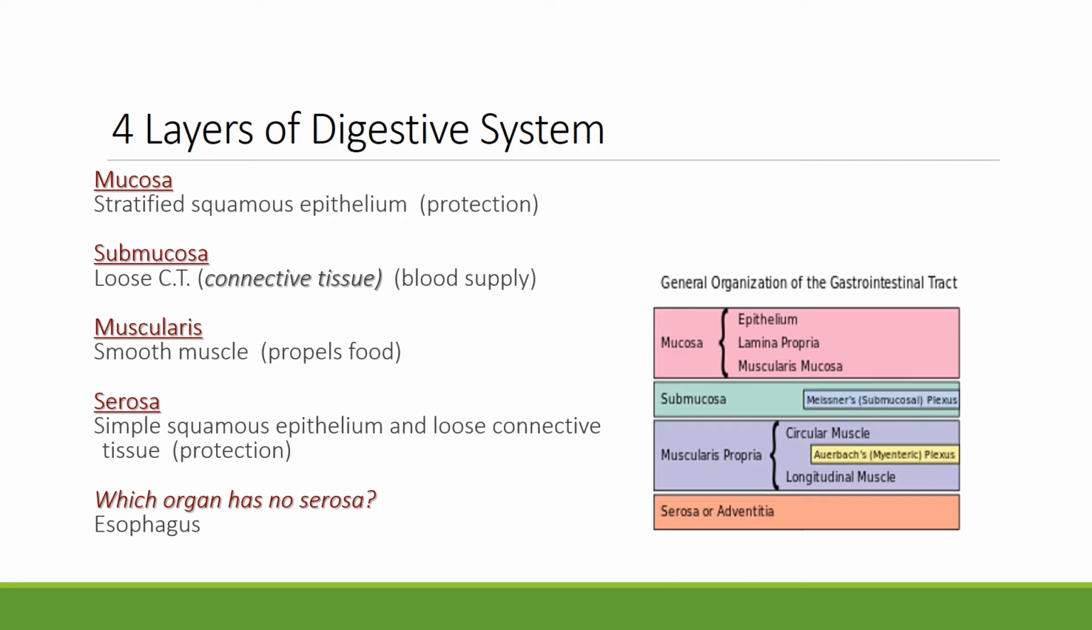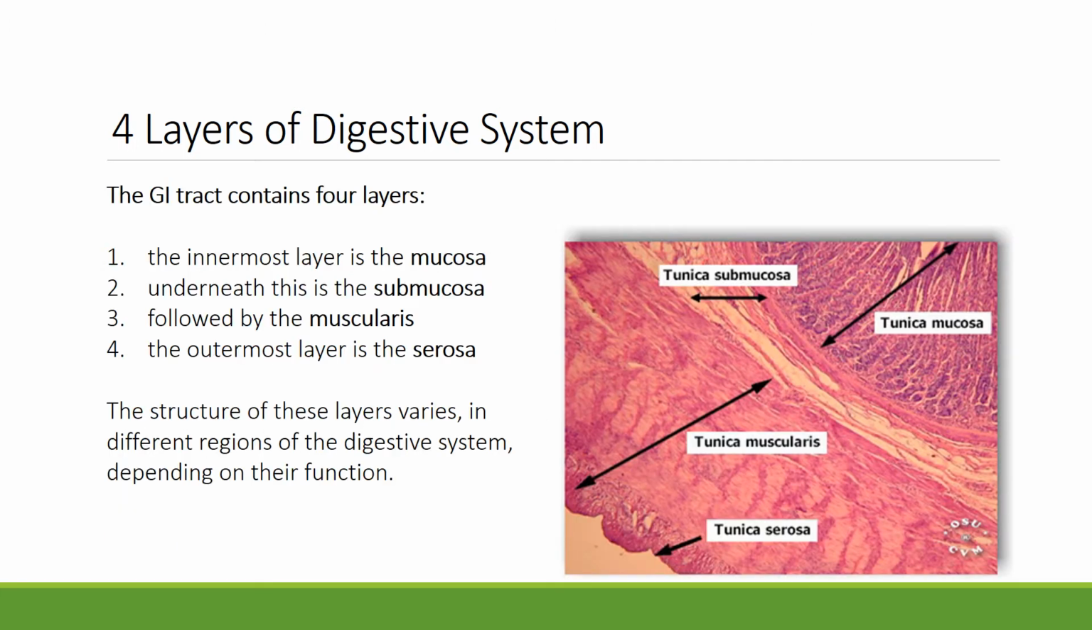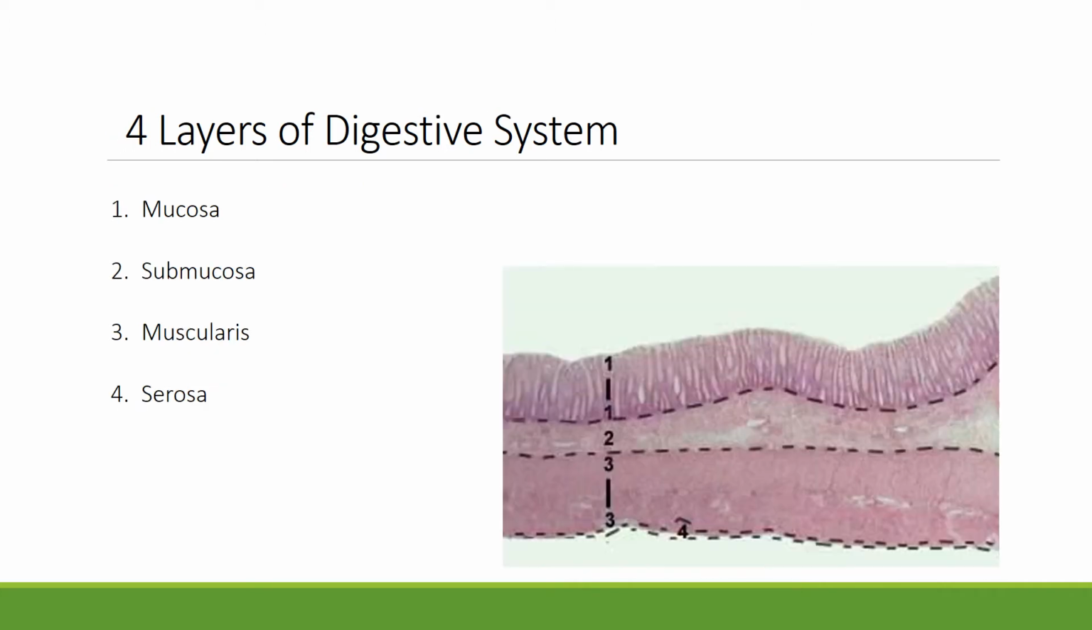And finally, the outermost layer is composed of simple squamous epithelium and loose connective tissue, and it is known as the serosa. Its purpose is also protection. There is one organ in the digestive tract that has no serosa. It's the esophagus. Here again is a list of those 4 layers of the digestive system. To the right is a microscopic slide showing the location of each of those layers. Take a look at another microscopic slide and see if you can label the 4 layers. The key is on the left.